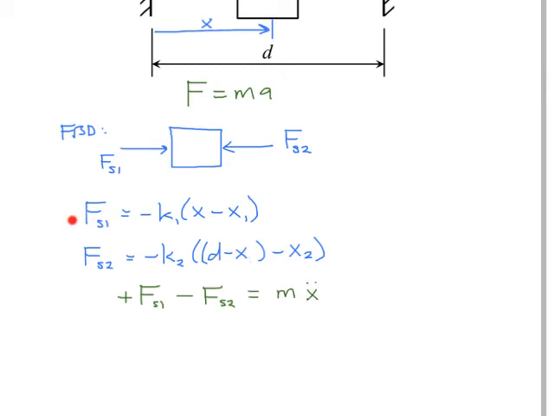And now we insert the scalar equations for each of our spring models, and we get negative k1 times x minus x1, and then we get a negative negative. So when we insert this model, it becomes positive k sub 2 times d minus x minus x2, and this is all equal to m x double dot, and then we get our final equation of motion.